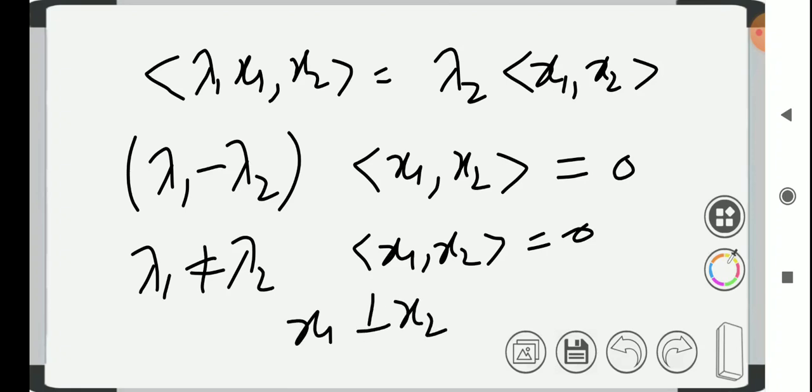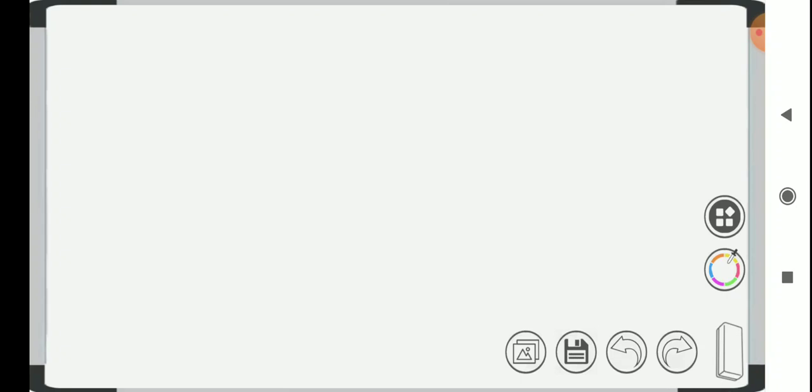orthogonal to x2. Another property is about the orthonormal basis for the Hilbert space. So let me first remind you what an orthonormal basis is.